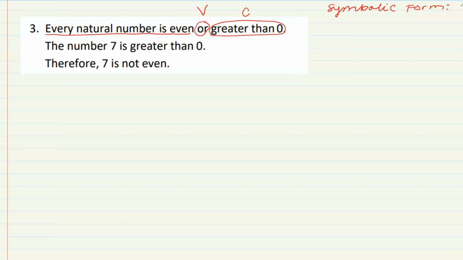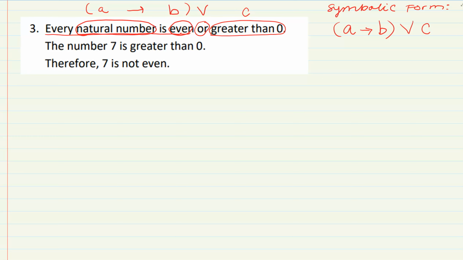We have learned from previous lessons that every natural number is even can be translated as if it is a natural number, then it is even, and I'm going to call that B. A is a natural number, right? So the first premise can be translated as if a number is a natural number, then it is even, or it is greater than 0. Okay.